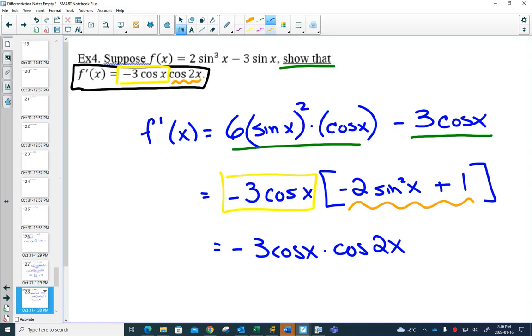I find my derivative, and then I need to manipulate, because if someone said simplify, you would never think of adding a cos 2x when simplifying. But if it's a show that question, they can make you manipulate it to whatever they want, but it also gives you a hint for what you should make it look like.